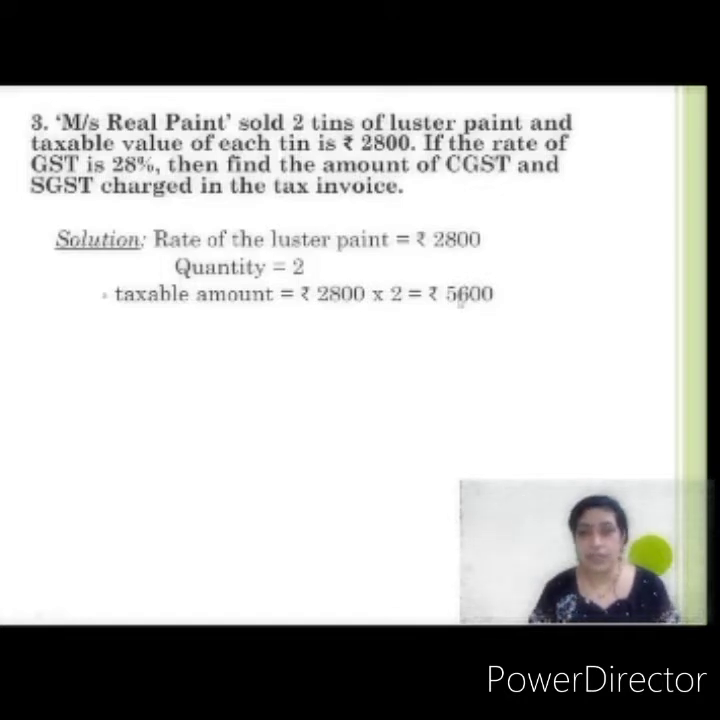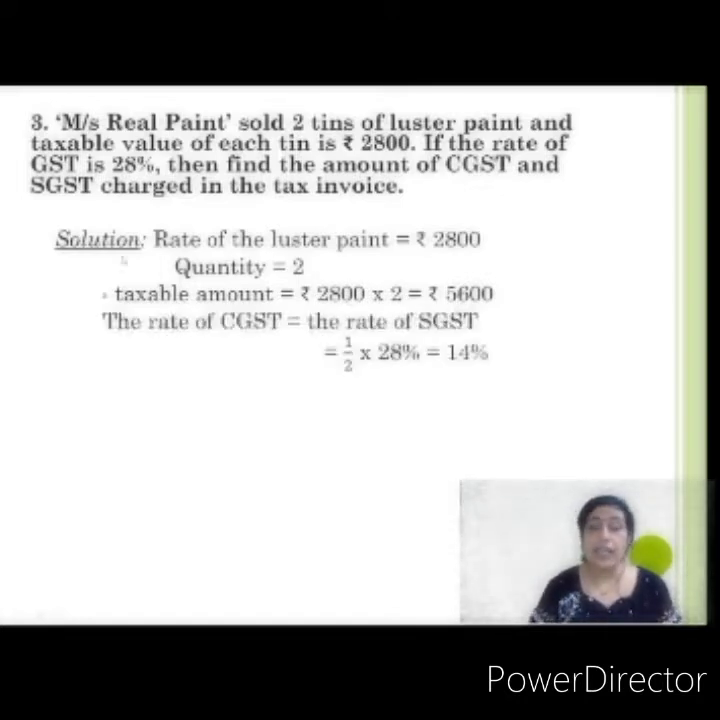So rupees 5600, okay. Now see, the rate of CGST and the rate of SGST is always equal, okay, and it is half of the total GST, right. So it is half of 28%, that is 14%. Now CGST is 14% and SGST is also 14%. Together they make GST, that is 28%.